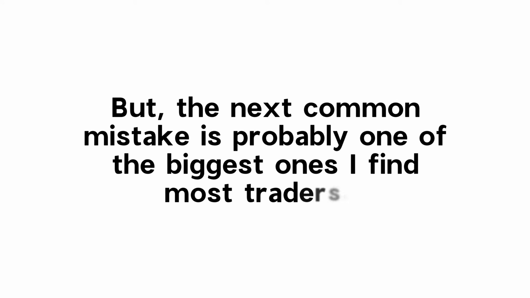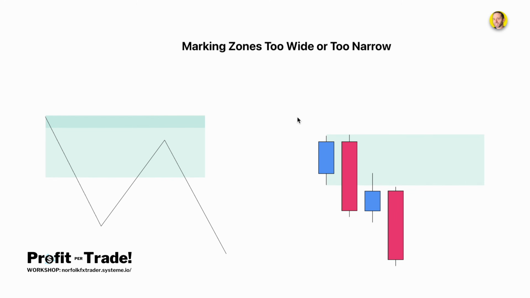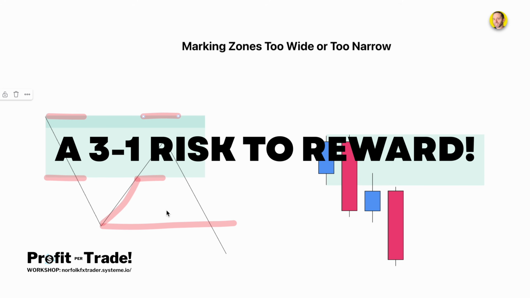But the next common mistake is probably one of the biggest ones I find most traders, when they start trading supply and demand, are making. And that is marking their zones too wide or too narrow. So how can this affect you with your trading? If you've got your zone, let me just get my marker pen again, too wide like this, your risk to reward, okay, if we see an entry here on a pullback to this area of supply, your risk to reward is under 1-to-1, and that is just not good risk and money management. Whenever looking to take a trade, you want to be looking at least a 3-to-1 risk to reward.